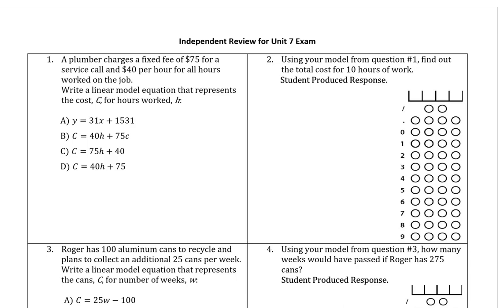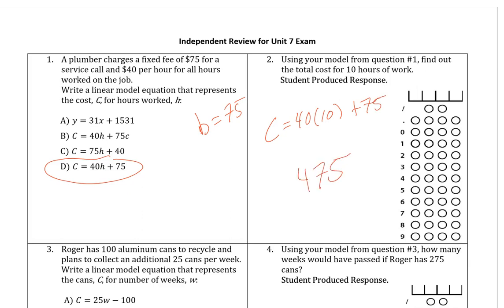So if we're thinking here, that 75 sounds like a fixed fee. So that's like having our B being equal to 75, and then 40 is our slope. So if we're going through here, we want C, and then H represents hours, so we're looking here at choice D. Going on to 2, using this model, find out the total cost for 10 hours of work. So what that's saying is plug in 10 for H, and we'll get a cost of $475.